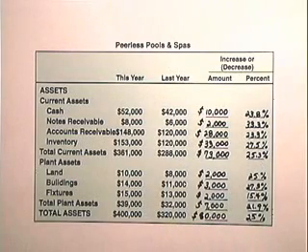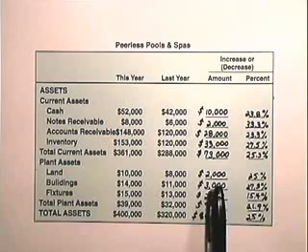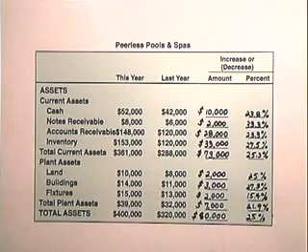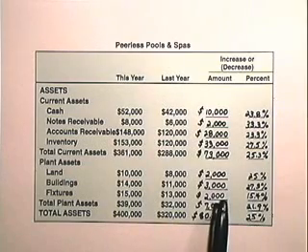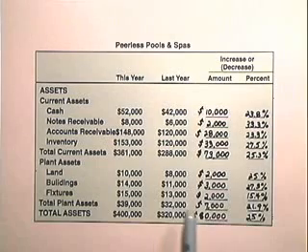For plant assets, the land, this year is $10,000, last year was $8,000, so the increase is $2,000, or it's 25% of $8,000. The buildings increased from $11,000 to $14,000, which is a $3,000 increase, or 27.3% increase. The fixtures, this year $15,000, last year $13,000, which gives us a $2,000 increase, or 15.4% increase. Total plant assets this year $39,000, last year $32,000, gives us a $7,000 increase, is 21.9% increase.